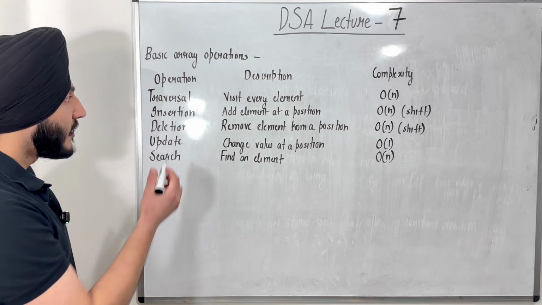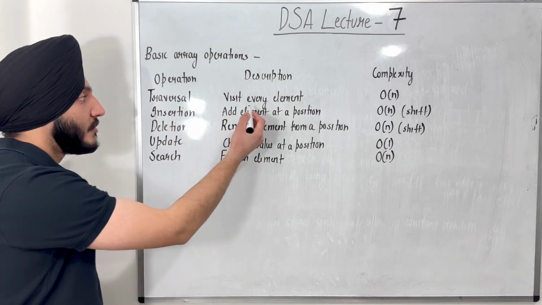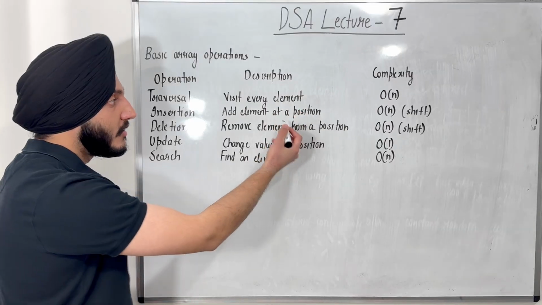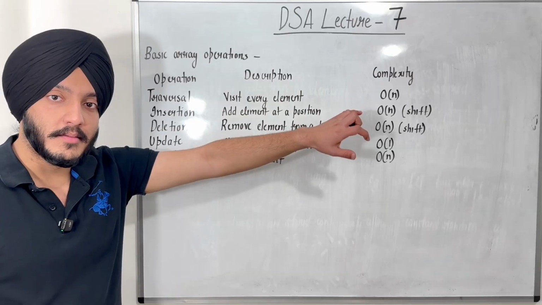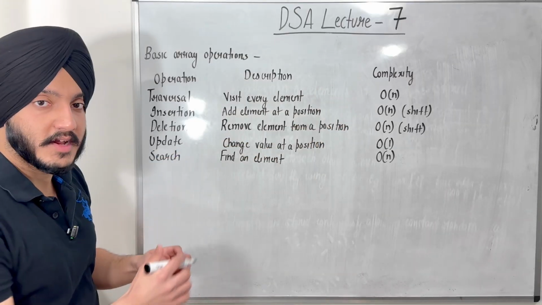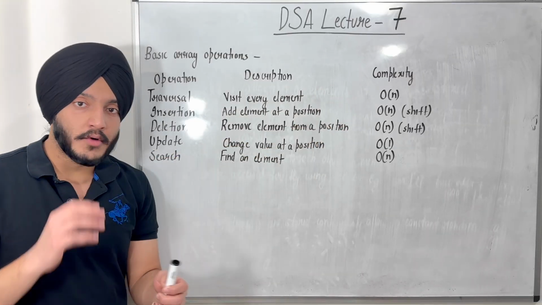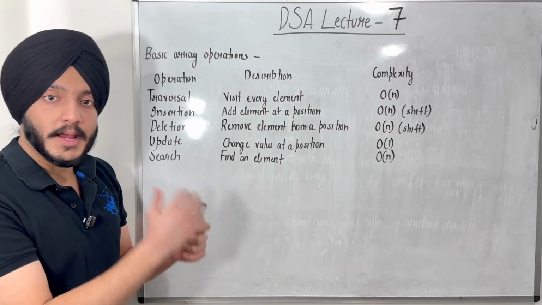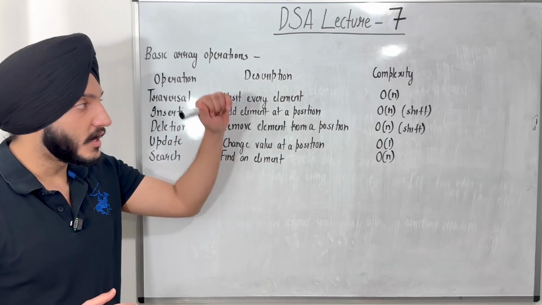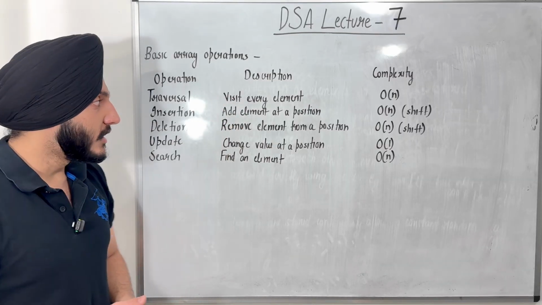So let's start with understanding traversal, which basically means visit every element, and the complexity is order of n. So in this case, we are basically talking about the time complexity, right? I hope that makes sense. Once again, if you have doubt in understanding what is time complexity, I would highly suggest that you visit my time complexity lecture. I've explained it in extreme detail.